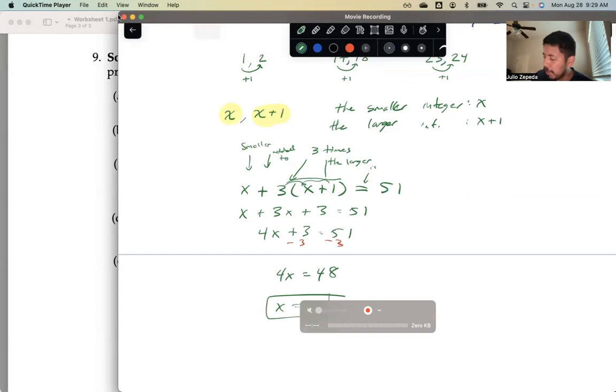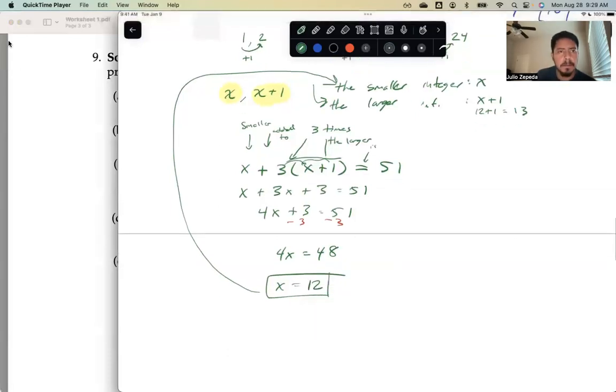If I go back to how I defined these variables, the smaller integer is 12. The larger one is x plus 1. So that would be 12 plus 1, which is 13, the next consecutive integer. So 12 and 13 are the integers.